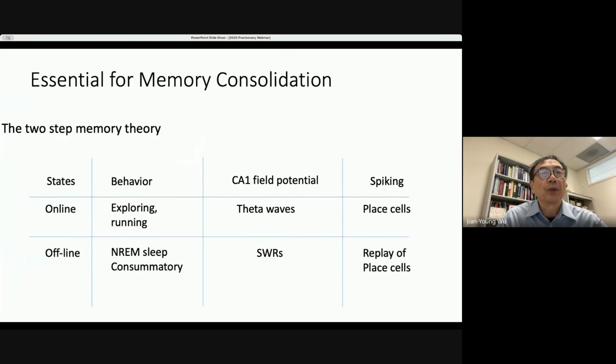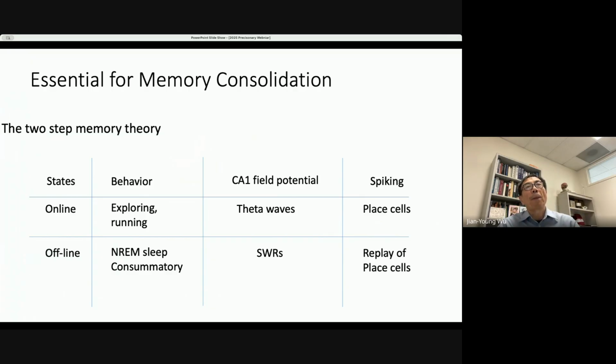Okay, so why is it important? People believe that sharp waves are essential for memory consolidation. This is related to a theory we call the two-step memory theory. The two steps mean there's an online state and an offline state for memory and memory consolidation. The online state is for registering memory. So during behavior, exploring or running are the online state.